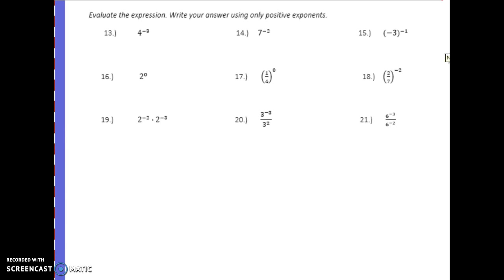All right, so here's some that you can try. Again, you can either pause the video or you can go through them and check the answers. Okay, the first one is going to be 1 over 4 to the 3rd. We're just taking the reciprocal, so this would be 1 over 64. 14, 1 over 7 squared, which would be 1 over 49.